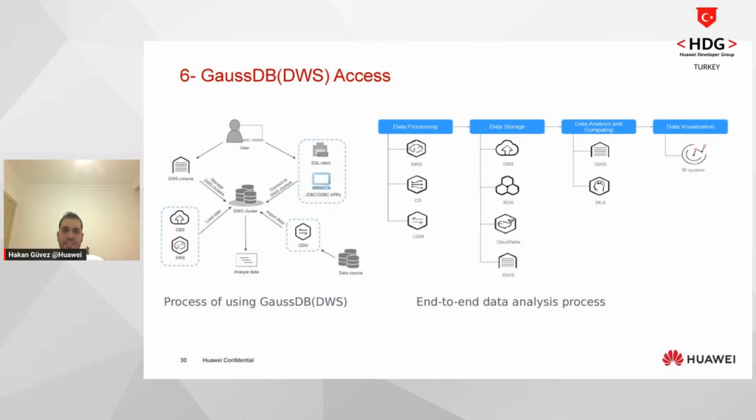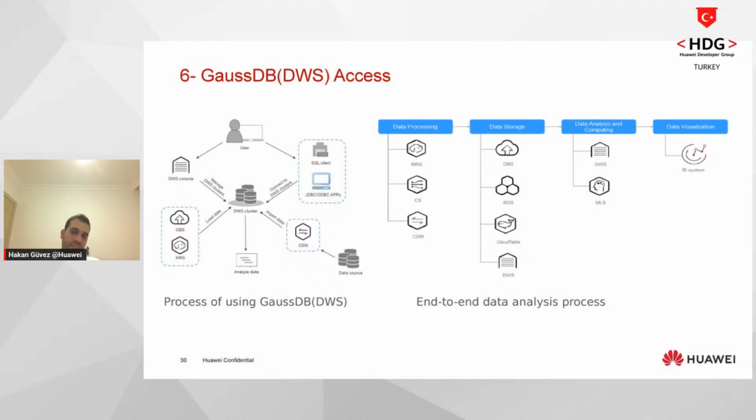On the left side, this is the access to GaussDB. In the left picture, the user logs in on the DWS console side and reaches the login credentials. On the right side, we use a JDBC or ODBC connection to reach the clusters on the DWS. After reaching the system, we can get to the data in two different ways.